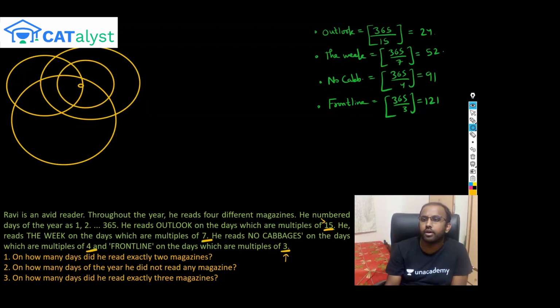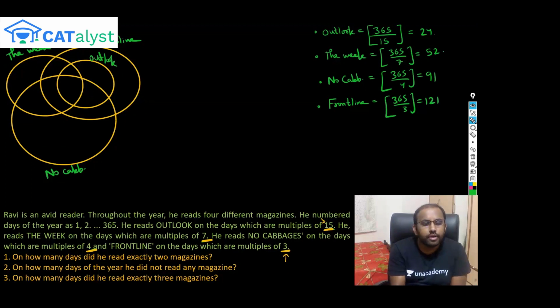Now understand this Venn diagram guys. It's important to understand this kind of Venn diagram because it's a bit uncommon but quite easy to solve and understand actually, right? So let's say I make this for the week. Once I make this for the week, let me put this for Frontline. Let me put this for No Cabbages here, and let me put this inner one for Outlook actually. This is for Outlook, right?